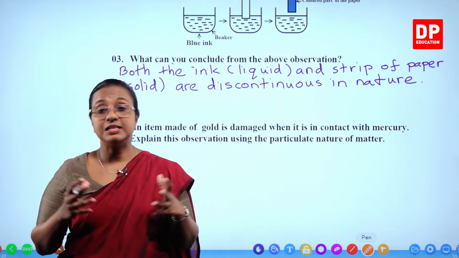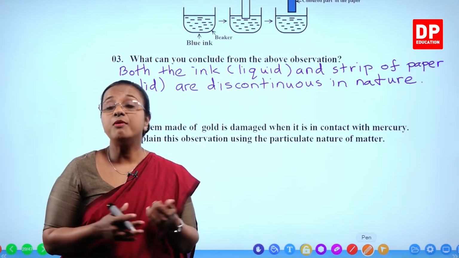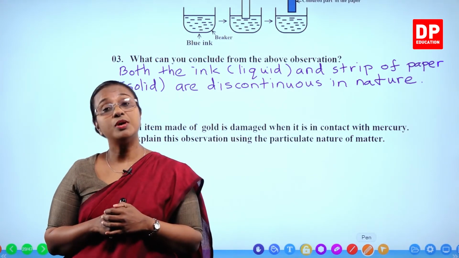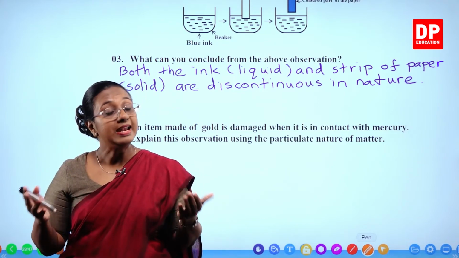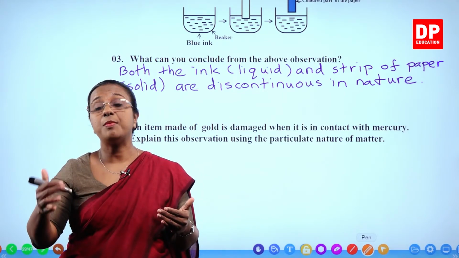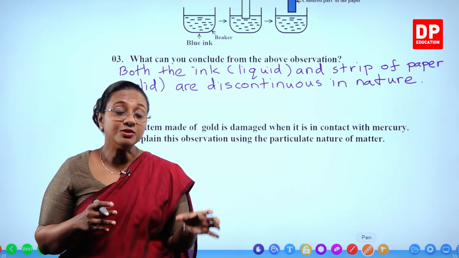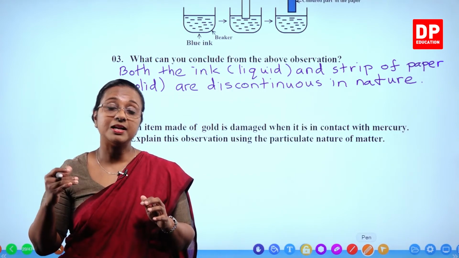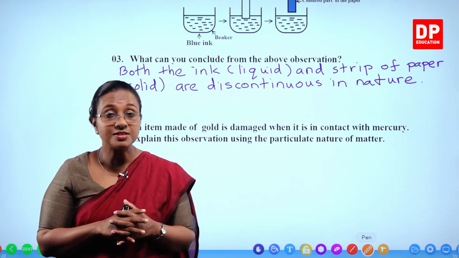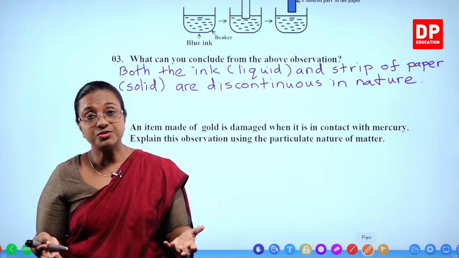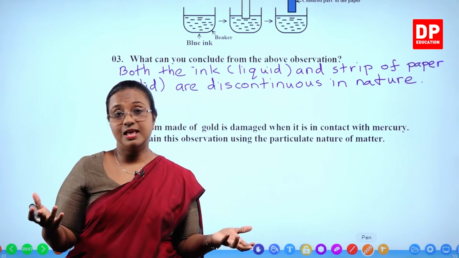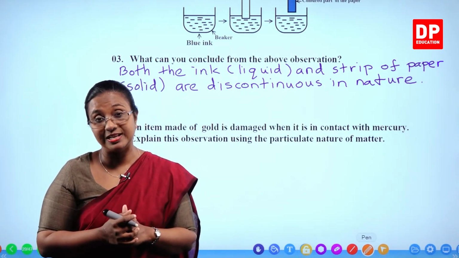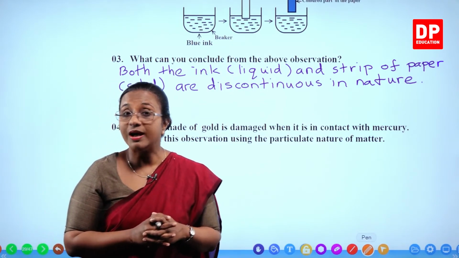Now gold is a metal, it is matter. So that is made up of gold particles with spaces among them. Then mercury is also a metal, a liquid metal, and it is matter. So that is also made up of mercury particles. So when gold comes in contact with mercury particles, the mercury particles move through the spaces of gold particles. Because of that, the gold jewelry gets damaged. The mercury particles are stuck to the gold jewelry, and because of that, the gold jewelry gets damaged. That is what you have to explain here.